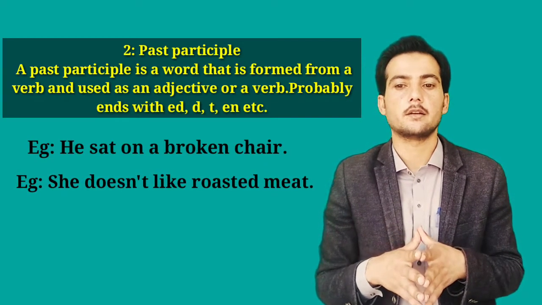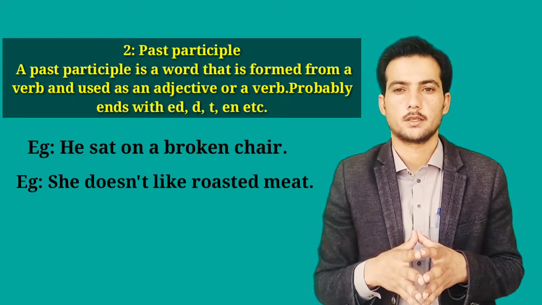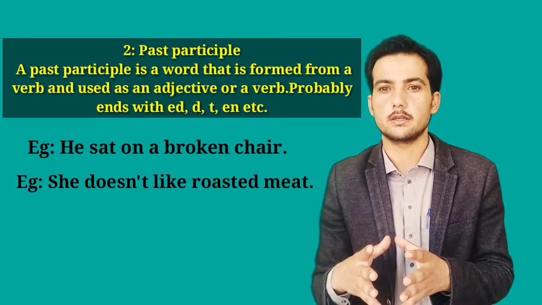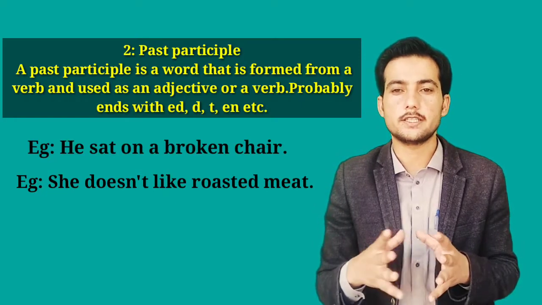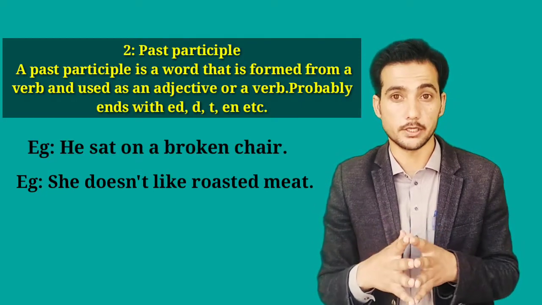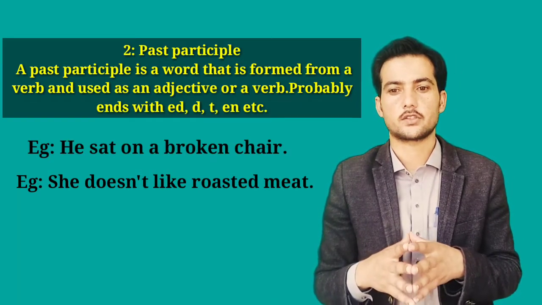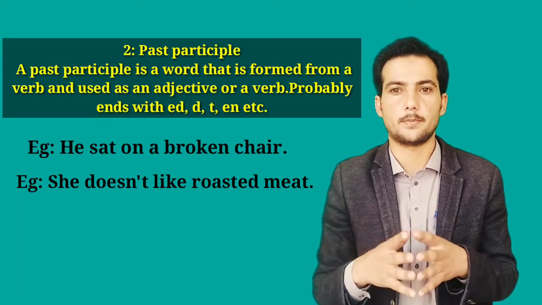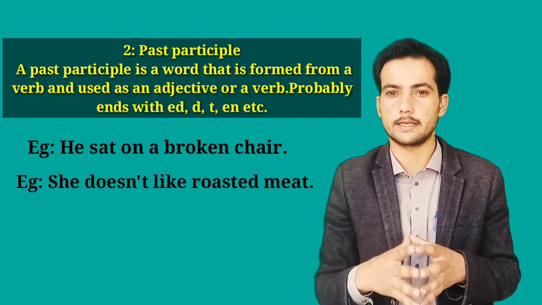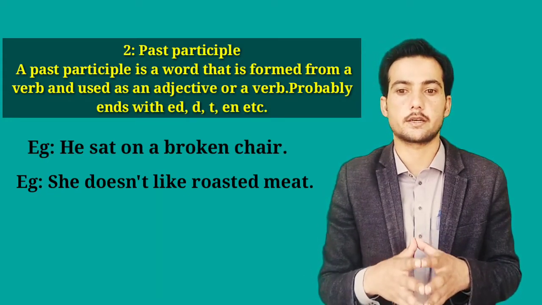She does not like roasted meat. What sort of meat does she not like? She does not like roasted meat, a meat that is roasted. So therefore it is a past participle, and it functions like an adjective because it describes meat.